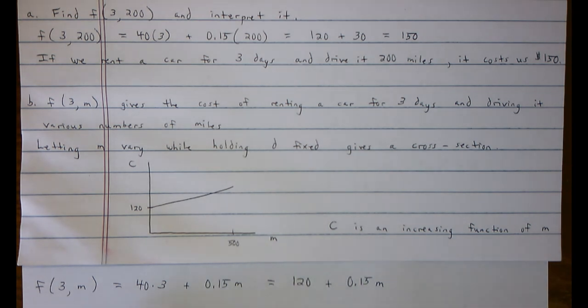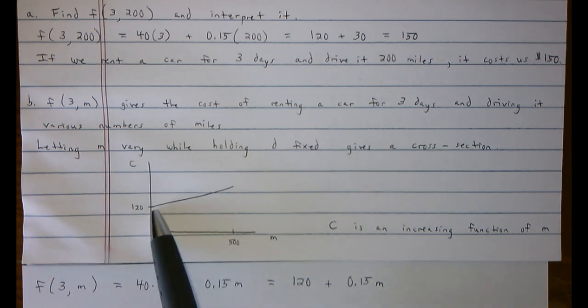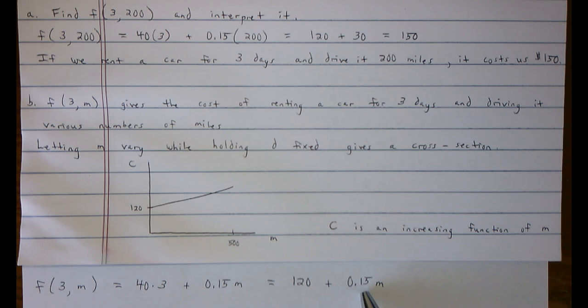And notice I've gone back to the formula for C. F of 3 comma M would look like this. It's 40 times 3 plus 0.15 times M, which reduces to this, 120 plus 0.15 M. So this is just a line with vertical intercept 120. That's what you see here. And slope equal to 0.15. So we see that C is an increasing function of M.